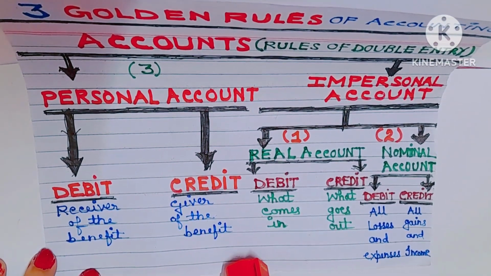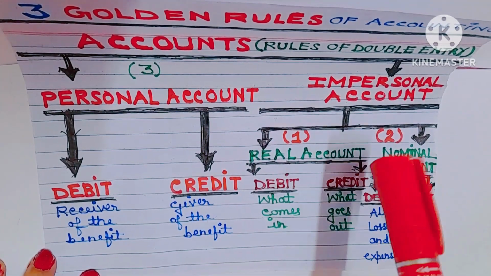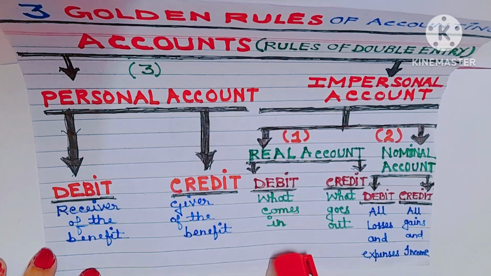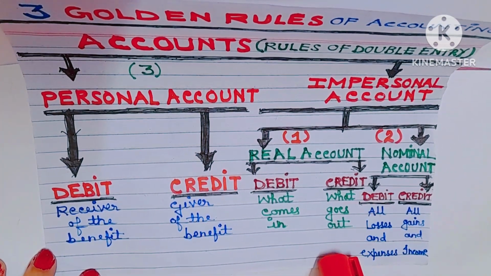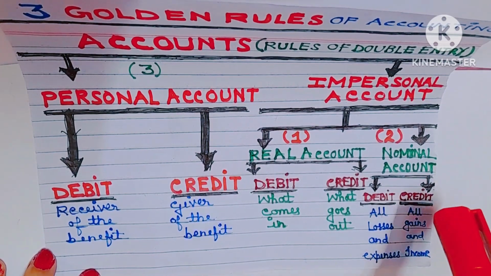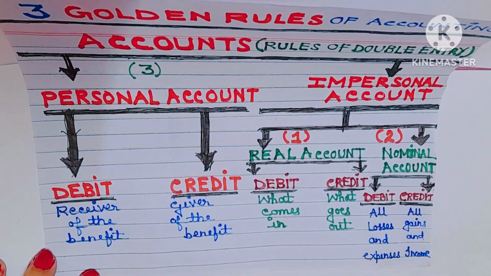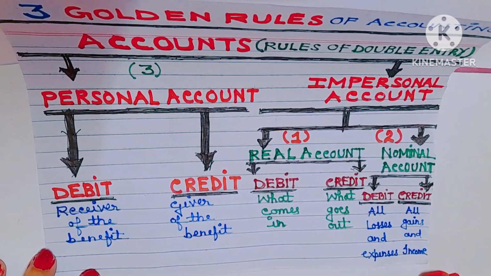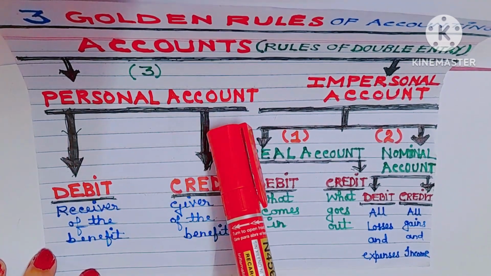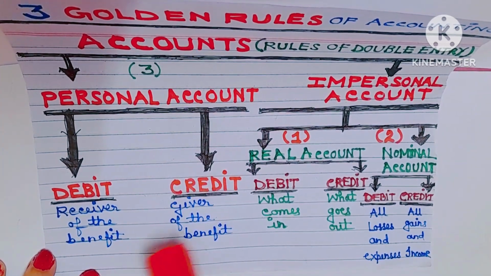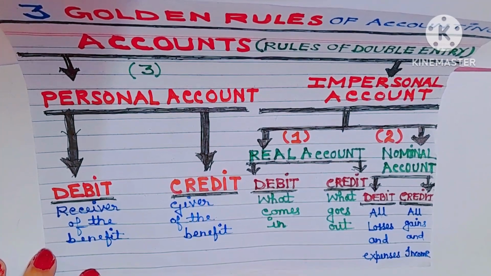Okay? Let me repeat once again. Number 1, real account. According to real account, debit what comes in, credit what goes out. Number 2, nominal account. According to nominal account, debit all losses and expenses, credit all gains and incomes. Number 3, personal account. According to personal account, debit receiver of the benefit, credit giver of the benefit.